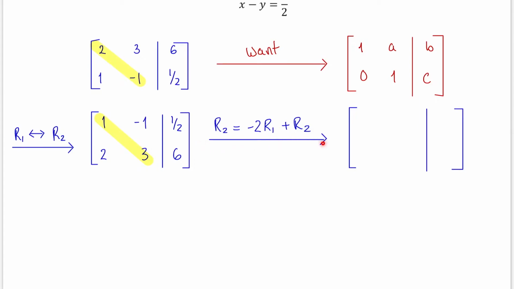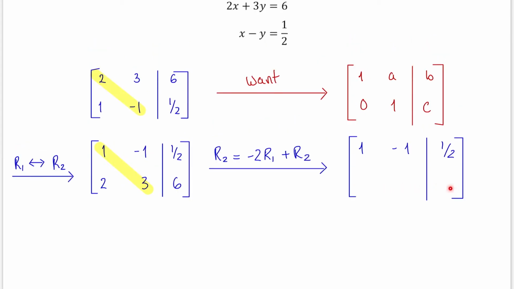This process will only change row 2 to a new row 2. It will not do anything to my row 1. So my row 1 will stay the same: 1, -1, 1/2. For row 2, we need to use this operation in order to get the elements in row 2. So in row 2, we have 3 elements.